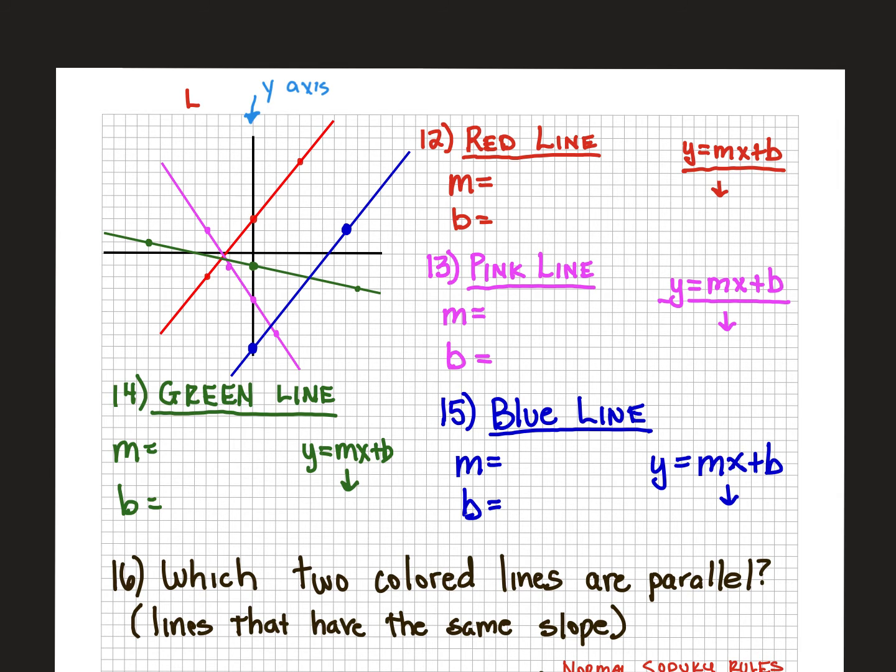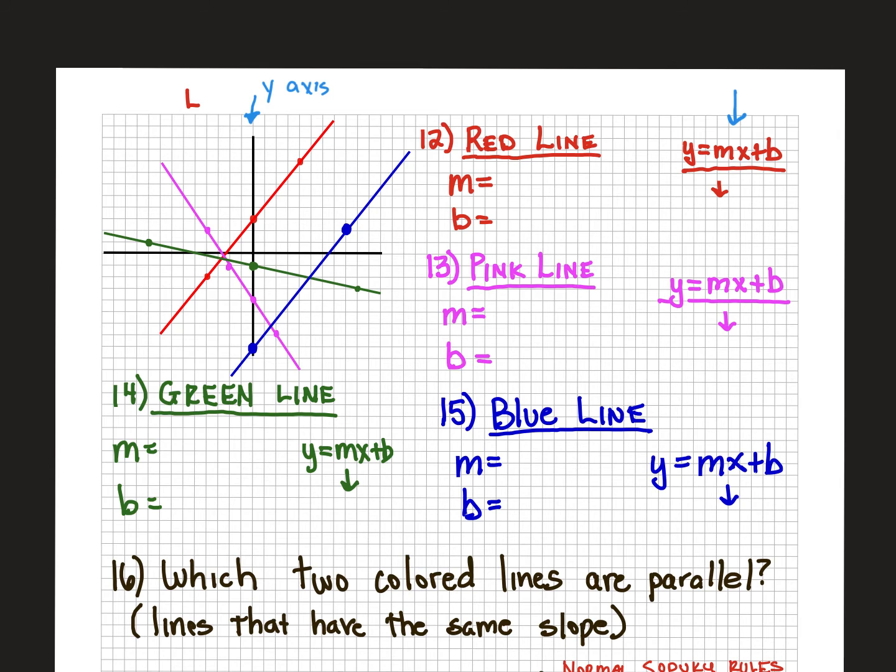And then using those two pieces of information, the slope and the y-intercept, I want you to write over here what the formula for this line is. For number 13, do the same thing for the pink line. You need to write what the m is, what the b is, and then what the whole equation is.